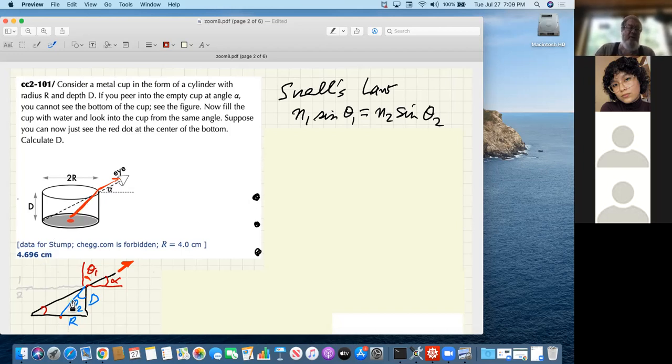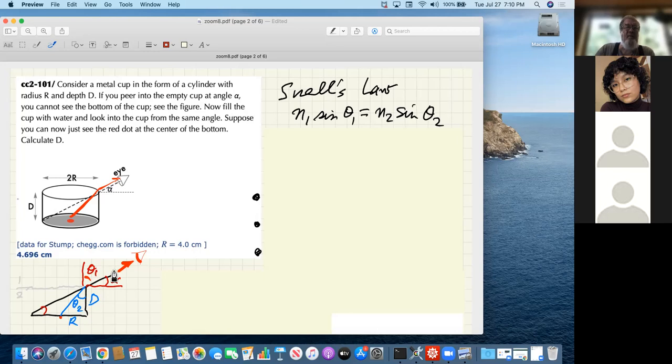So if I turn things around and view the light coming from the red spot, hitting the water surface and bending, in this case, away from the normal because it's going from a higher density to a lower density, it will go in the direction of your eye. So again, here's the direction of your eye at the angle alpha. All right, so we have this picture. We have the radius, this distance, the depth, this distance. We have alpha.